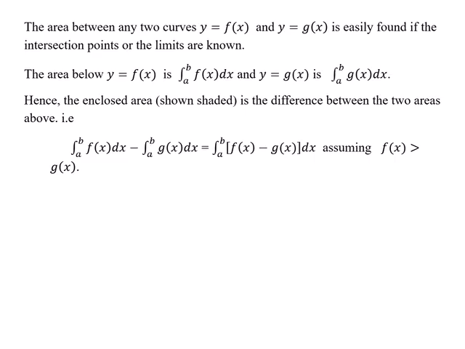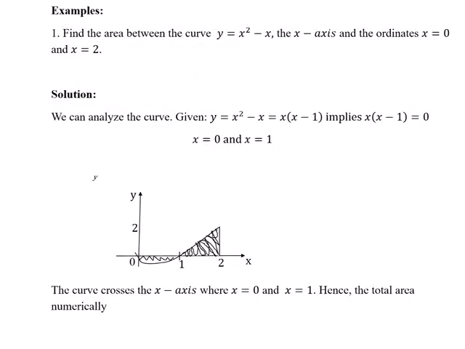So that is why we have f of s always greater than g of s. That is the assumption here. f of s is greater than g of s, since f of s is the one above and g of s is the one below. So that is about that.